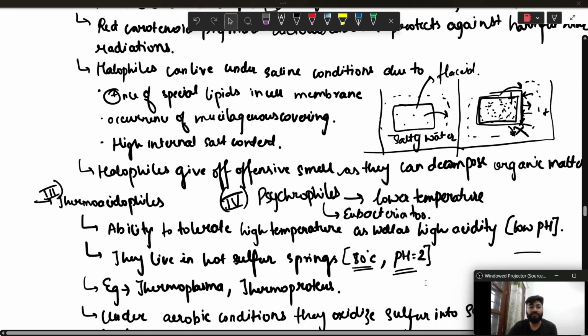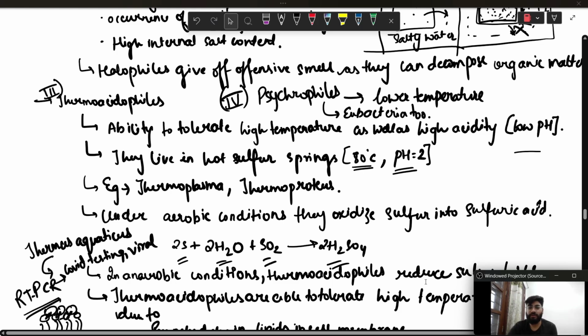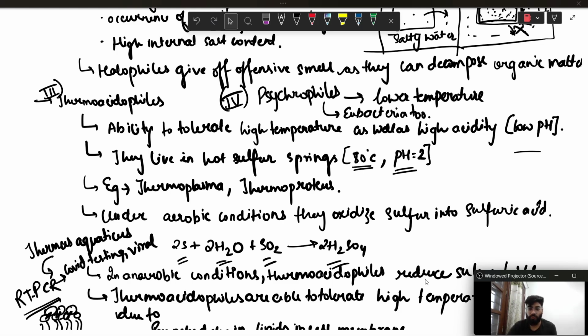Then we talked about thermoacidophiles, which are able to tolerate high temperature as well as high acidity, or low pH. They can survive in hot sulfur springs where the temperature can reach up to 80 degrees Celsius with the pH as low as 2.